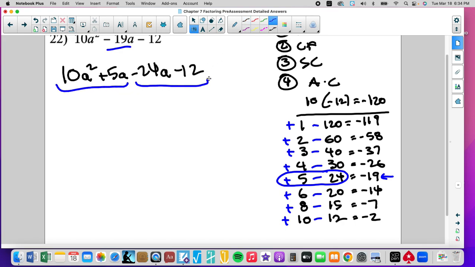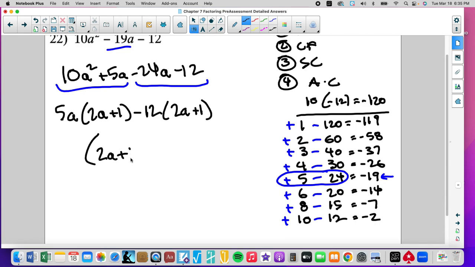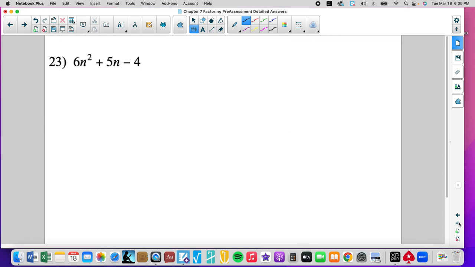Group them, group them. Let's take out a 5a. Leaves me with 2a plus 1. Factor out a negative 12. Leaves me with 2a plus 1. So my answer is 2a plus 1, 5a minus 12. Oh yeah. No way somebody next year in your high school does this specific problem with this many factor pairs and finds the answer as fast as you do. This method is so efficient.